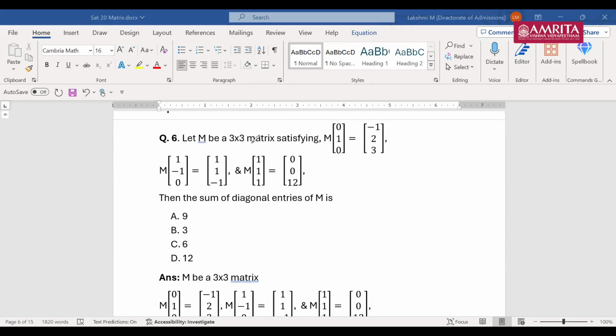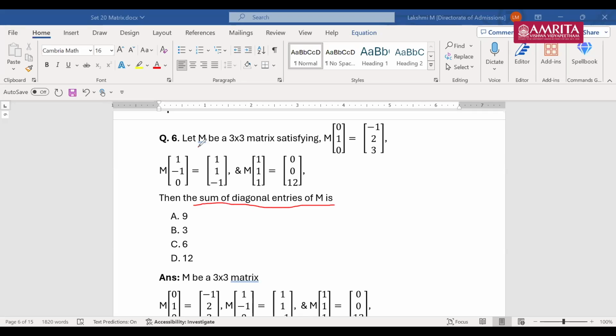Let M be a 3 by 3 matrix. So it's already given M is 3 by 3. M into the column 0, 1, 0 is equal to minus 1, 2, 3. M into 1, minus 1, 0 is 1, 1, minus 1. M into 1, 1, 1 is 0, 0, 12. The question is the sum of diagonal entries of M.